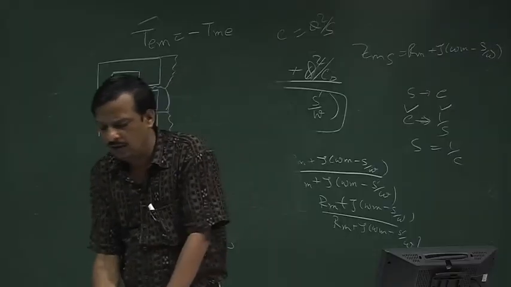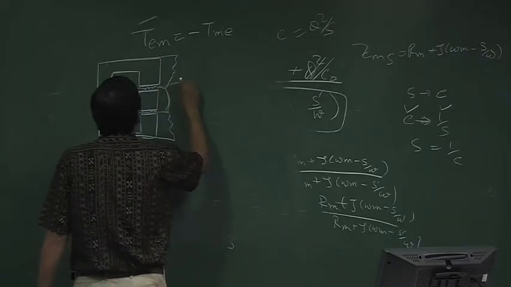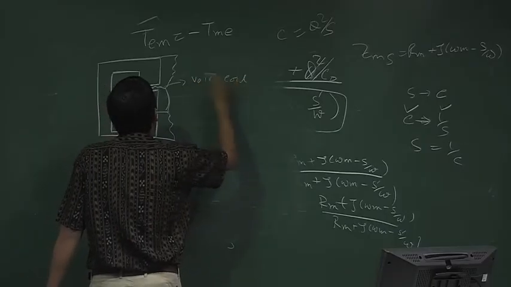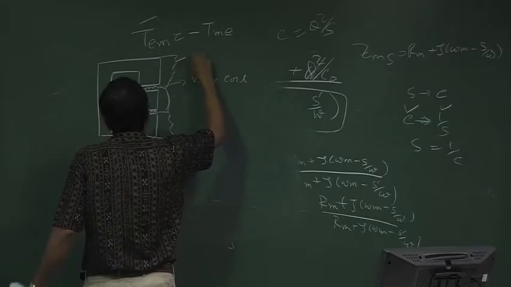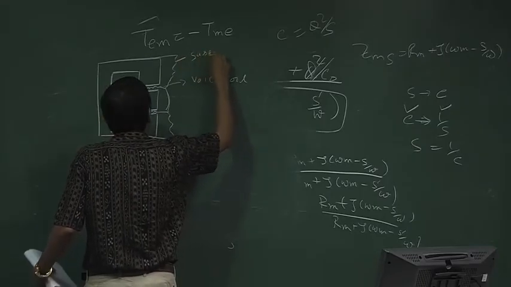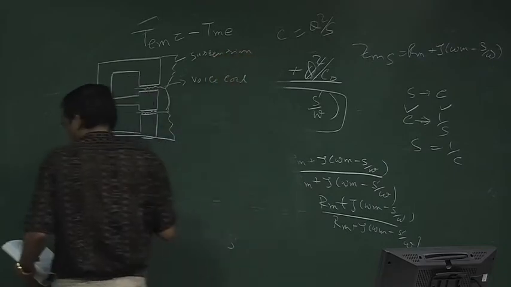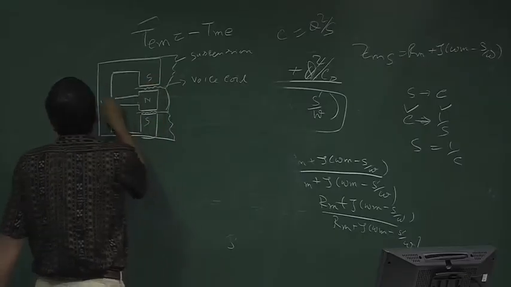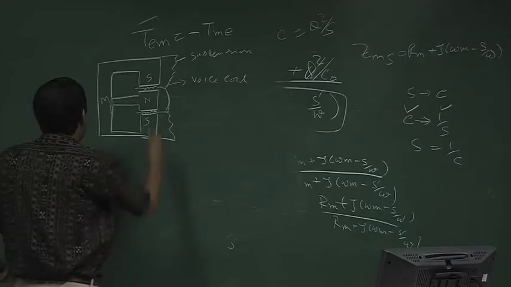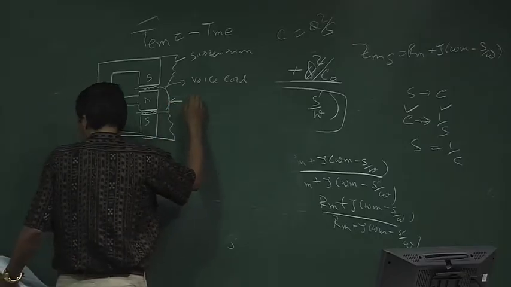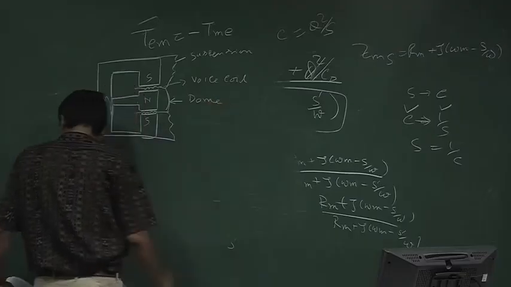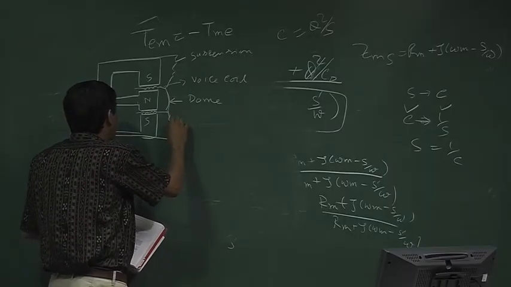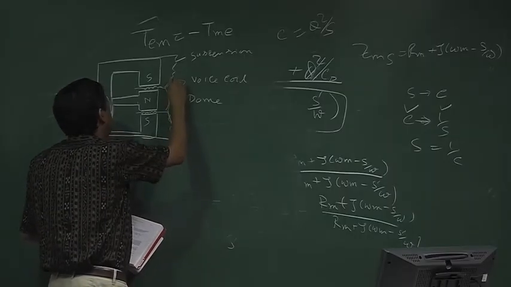This coil is called the voice coil, and this is the suspension, and this is N, this is S, and this is the magnet. Okay. And this is called the dust cover or dome. So, the diaphragm is suspended, diaphragm and dome.